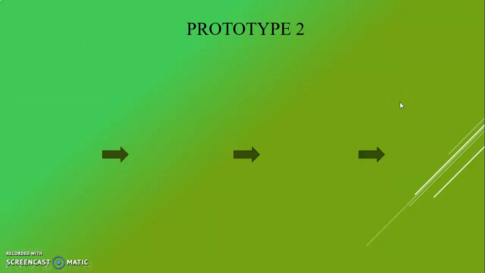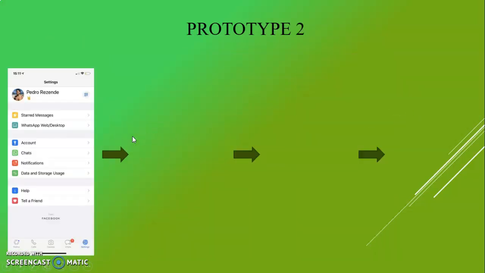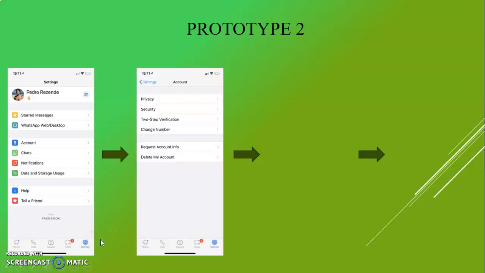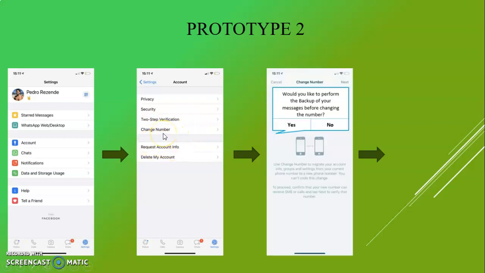The second one is to solve the chat backup. They would click on settings and they will go on account. They would click on change number. You can see that there's no backup information here. They would click on change number, and right away the app would ask them, would you like to perform the backup of your messages before changing the number? They would be able to click yes or no, deciding, it's up to them.